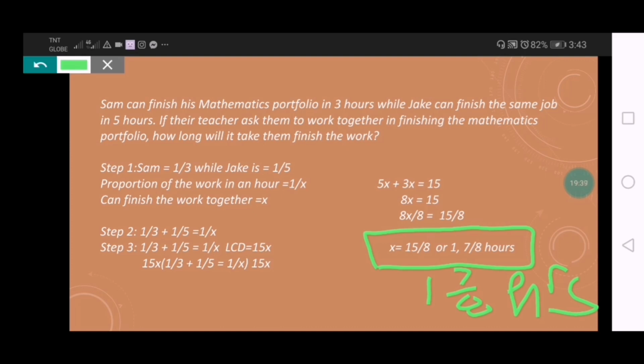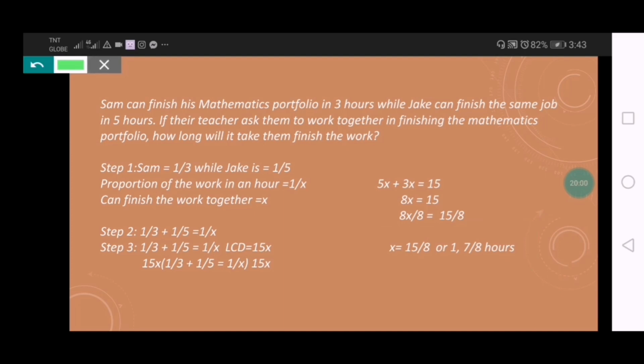If Sam and Jake work together, they will finish the mathematics portfolio in just 1 hour and 52 minutes. 1 hour, 52 minutes, and 30 seconds. Convert it to hours. So this one is our final answer.